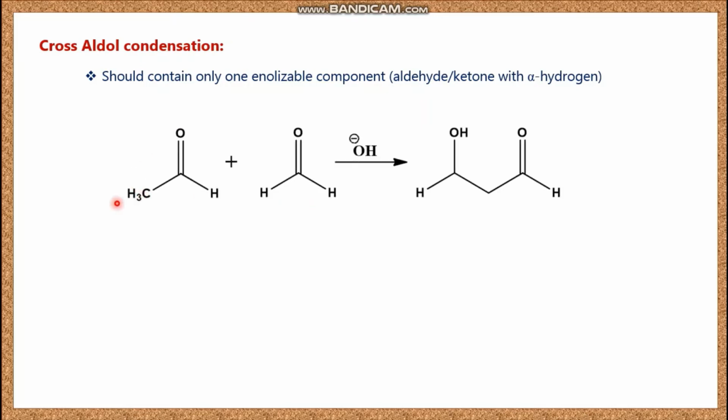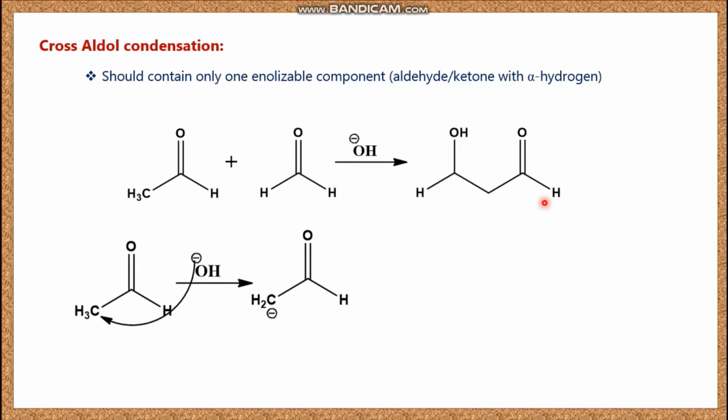Here we have taken acetaldehyde and formaldehyde. In formaldehyde, there is no alpha hydrogen. In acetaldehyde, we have alpha hydrogen. First the base will abstract this CH3 proton, and this will act as a nucleophile and attack the formaldehyde to form beta hydroxy aldehyde.